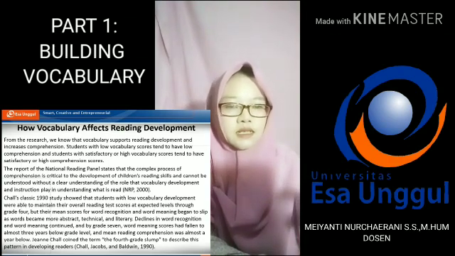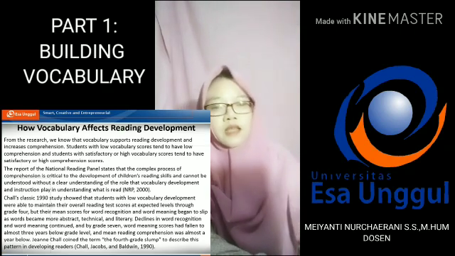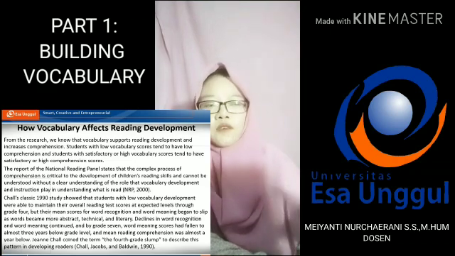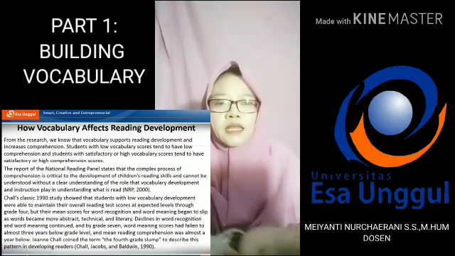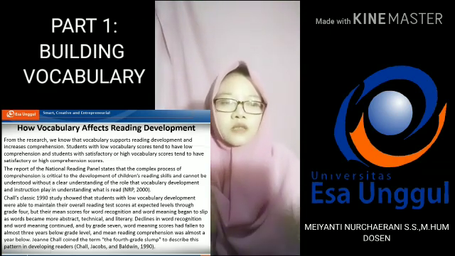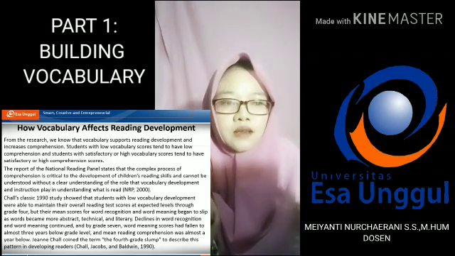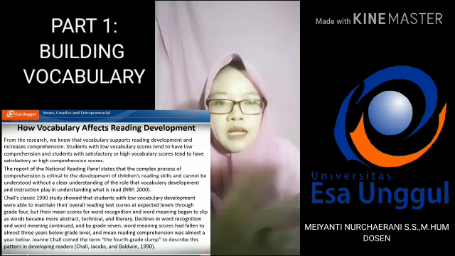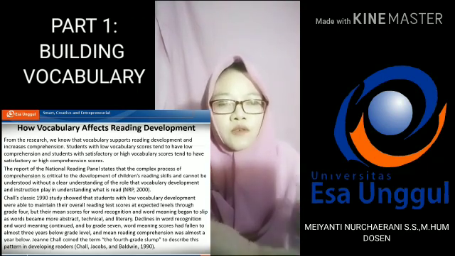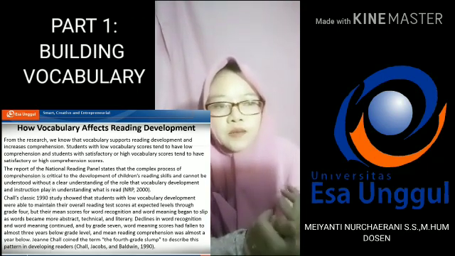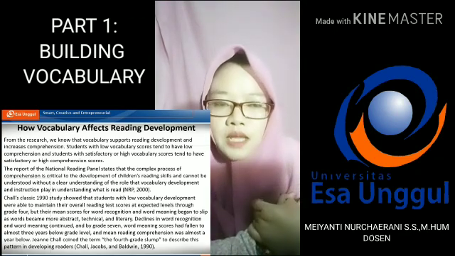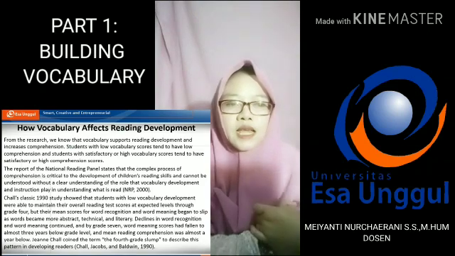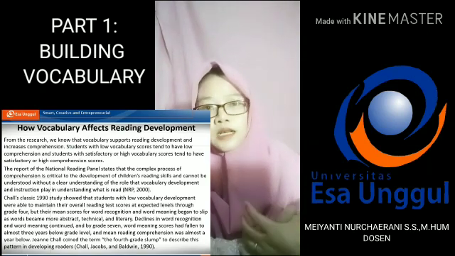Chall and Jacobs' 1990 study showed that students with low vocab were able to maintain their overall reading test score at the expected level through grade 4, but their mean scores for word recognition and word meaning began to slip as words became more abstract, technical, and literary.